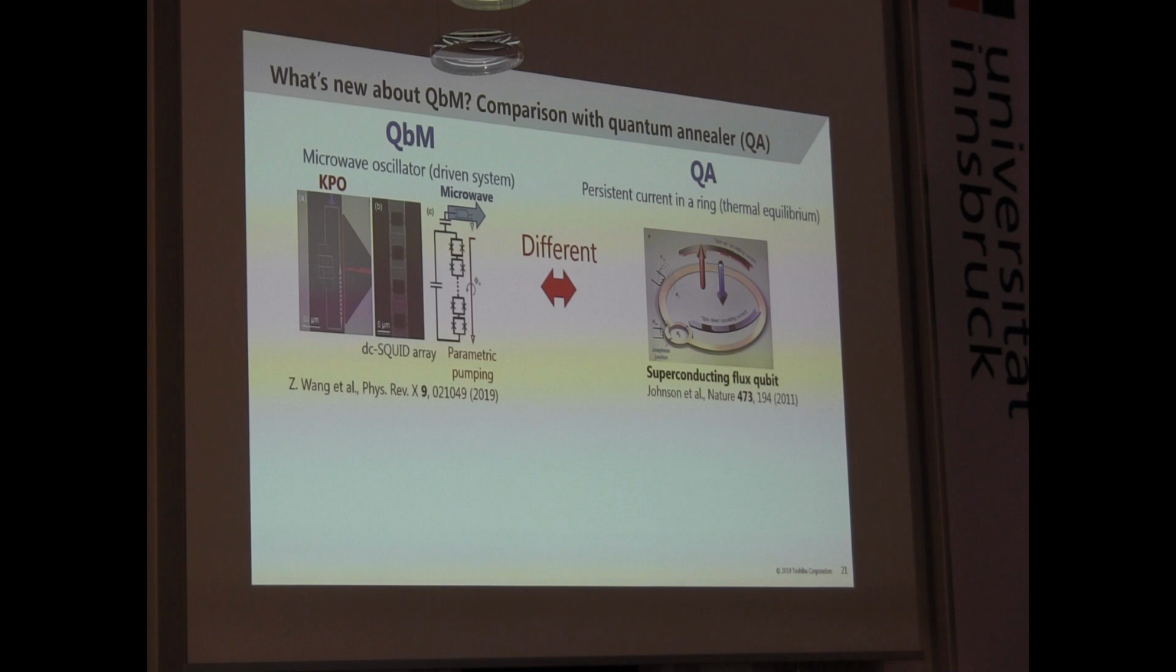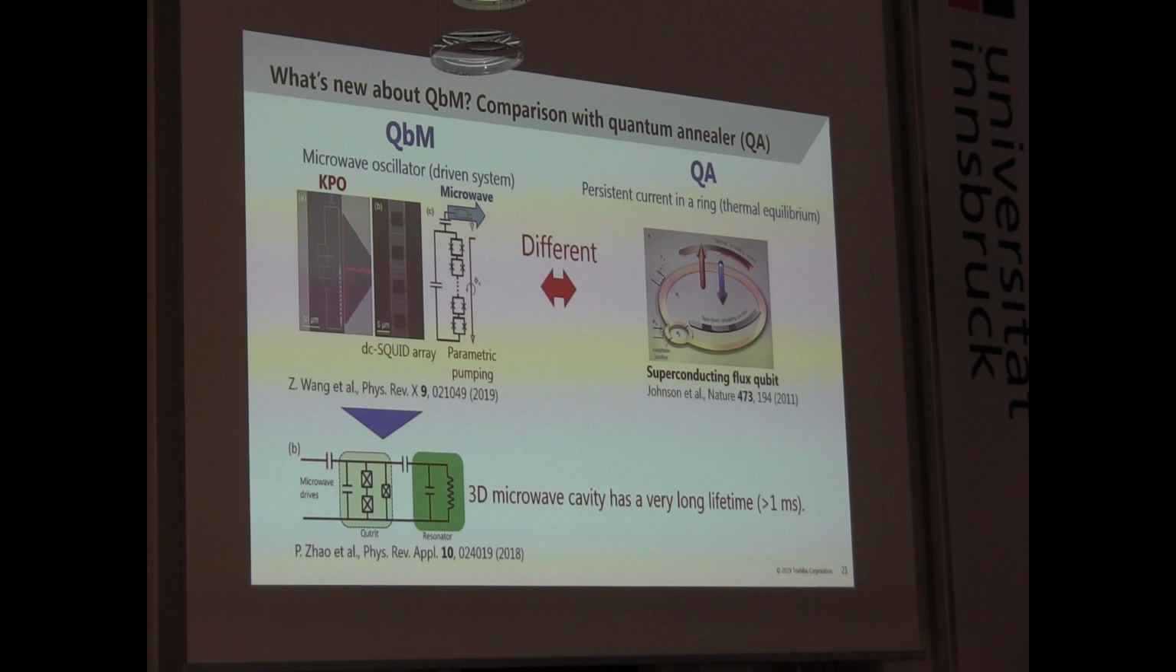Okay, now let me discuss the difference between QBM and QA, because they are both based on the quantum adiabatic theorem. So what's new about QBM? First of all, the device is physically very different. In quantum annealing, we usually use a flux qubit. The flux qubit is a persistent current in a ring at thermal equilibrium. On the other hand, QBM uses a microwave oscillator. This is a driven system. So one interesting possibility is to use a 3D microwave cavity, because a 3D cavity has a very long lifetime, like 1 millisecond.